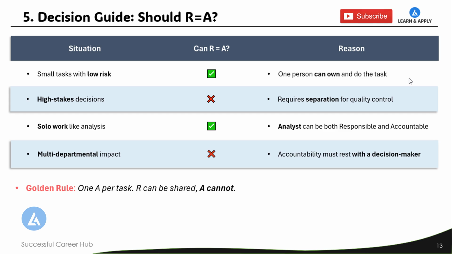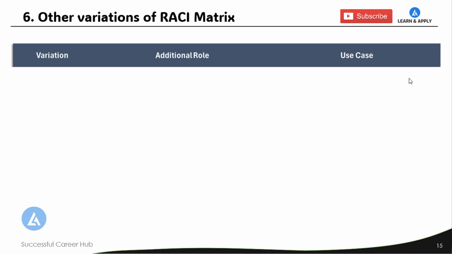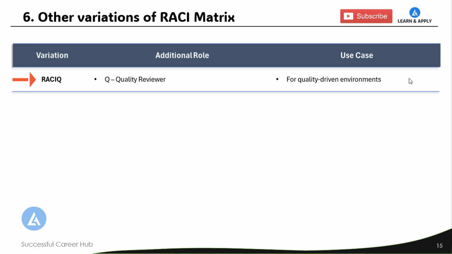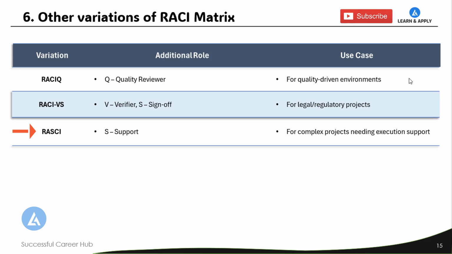With an understanding of this entire RACI matrix, let's understand there are some other variations of the RACI matrix. Like RACIQ, where Q is an additional role that defines quality reviewer. This is typically used for quality-driven environments. Another variation is RACI-VS, where V stands for verifier and S stands for sign-off as additional roles. This is required for legal or regulatory projects. Another variation of the RACI matrix is RASCI, where an additional role S is added that stands for support. This was added for complex projects needing execution support.